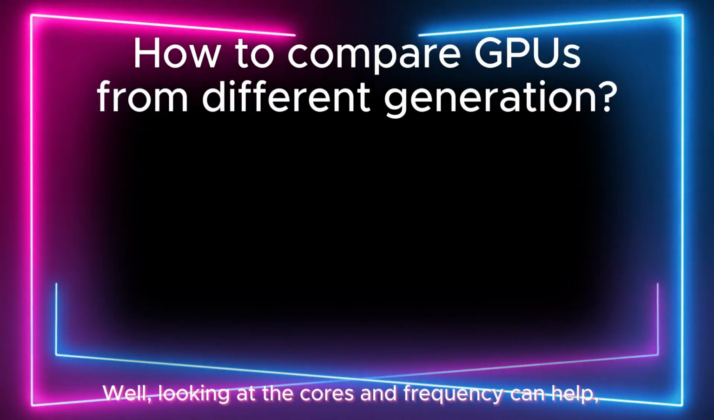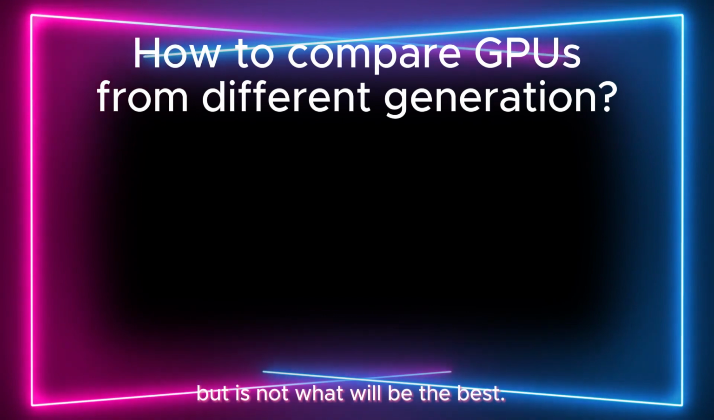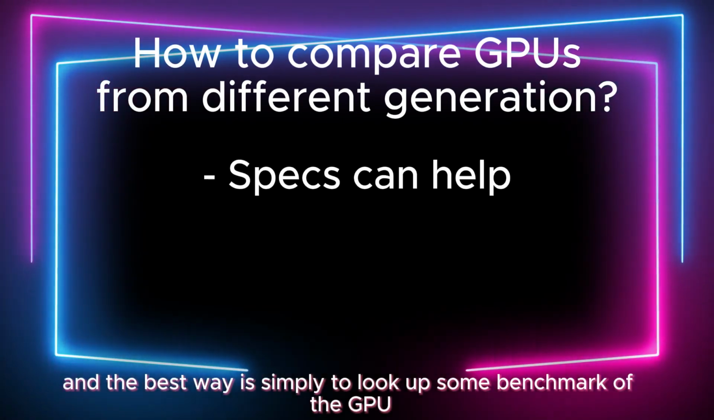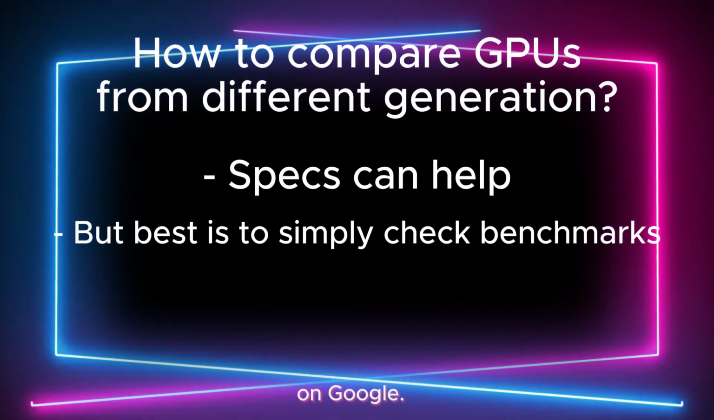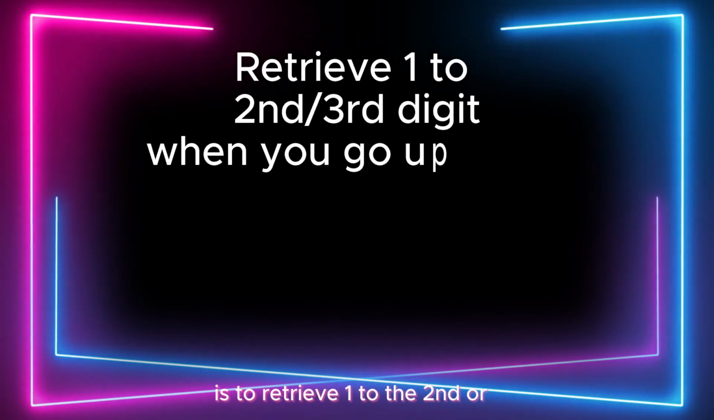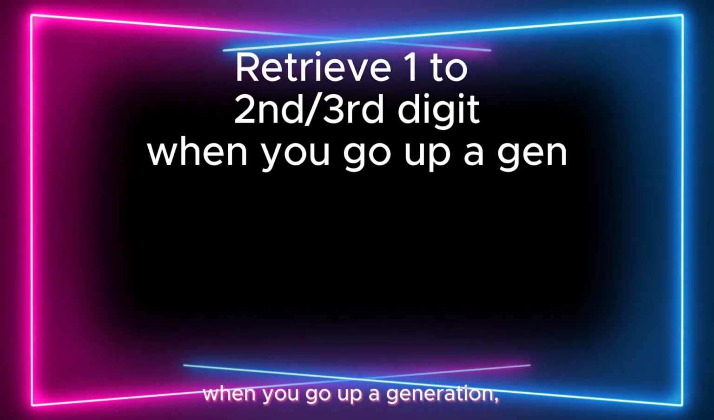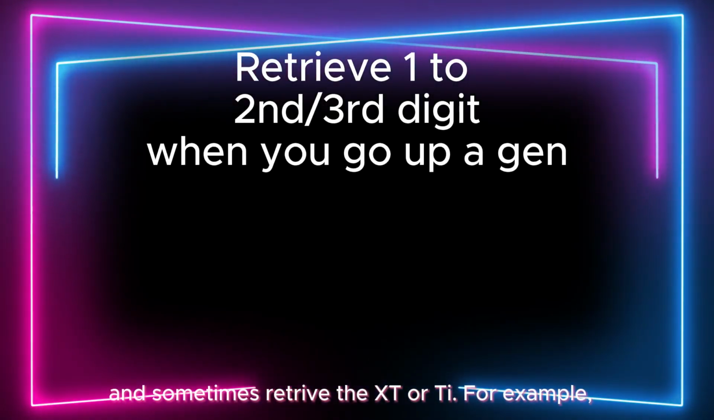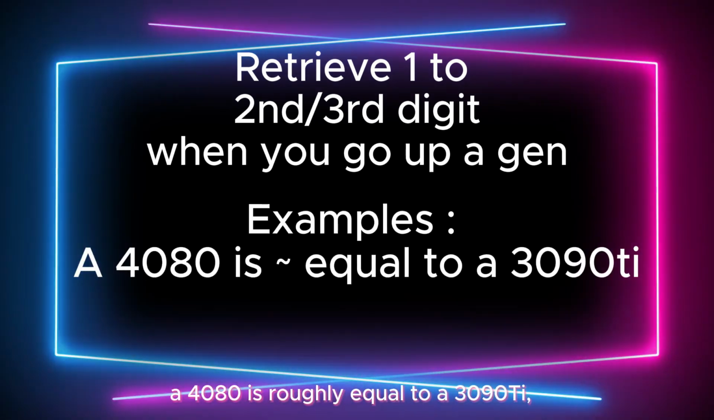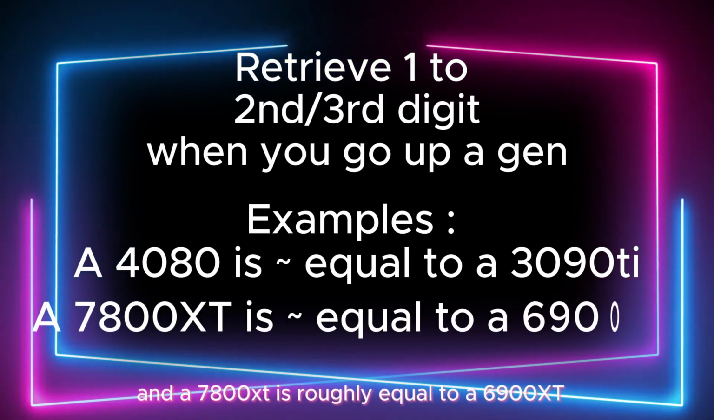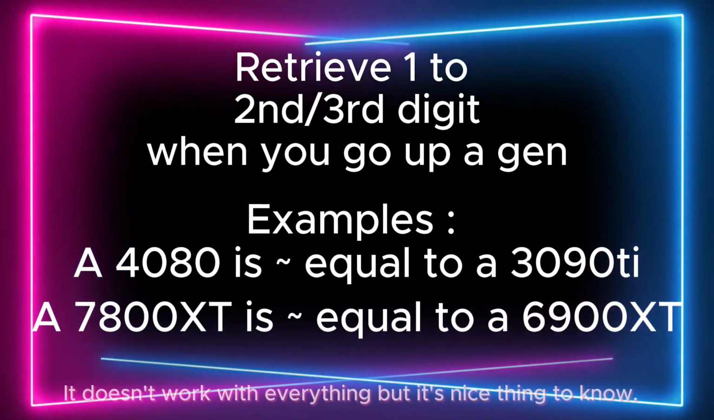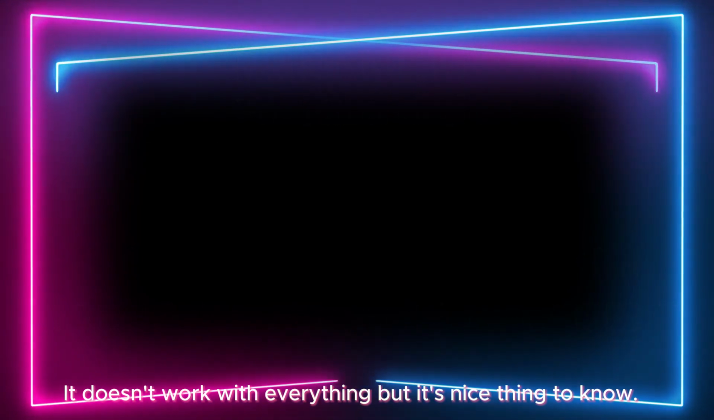Well, looking at the cores and frequency can help, but it's not what will be the best. There is no direct way to compare, and the best way is simply to look up some benchmarks of the GPU on Google. Also, a general rule of thumb that can help is to add 1 to the second or third digit when you go up a generation, and sometimes remove the XT or Ti. For example, a 4080 is roughly equal to a 3090 Ti, and a 7800 XT is roughly equal to a 6900 XT. It doesn't work with everything, but it's a nice thing to know.